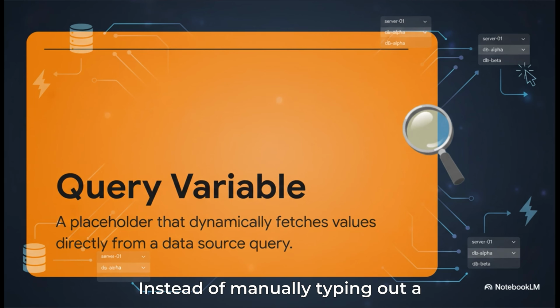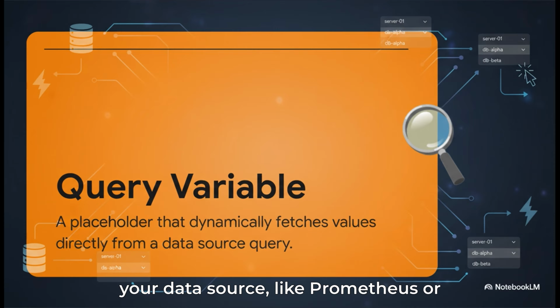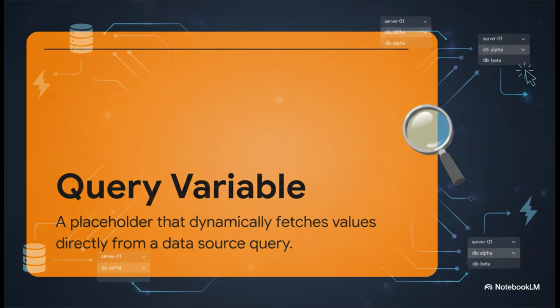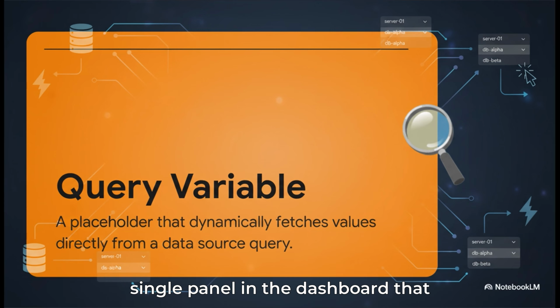So here is the absolutely crucial point. Instead of manually typing out a server name, you use a query variable. Think of it as a dynamic placeholder. This variable reaches right into your data source, like Prometheus or maybe a SQL database, and it populates a live drop-down list for you. And the best part, whenever you change that variable's value from the drop-down, every single panel in the dashboard that references it just magically updates automatically in real time.